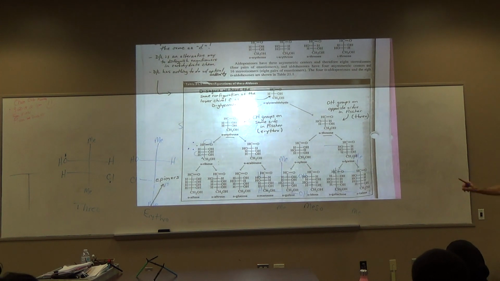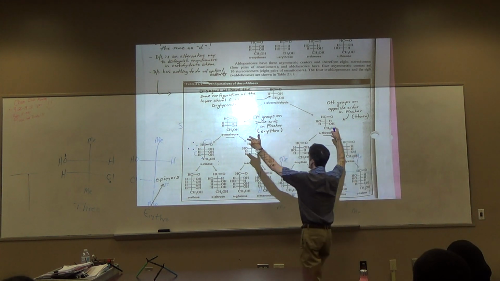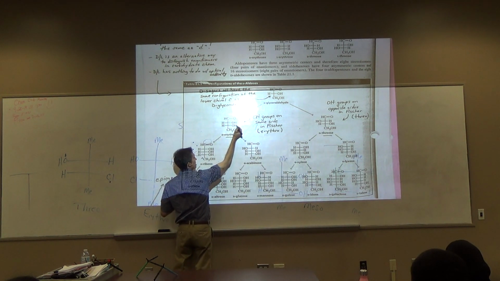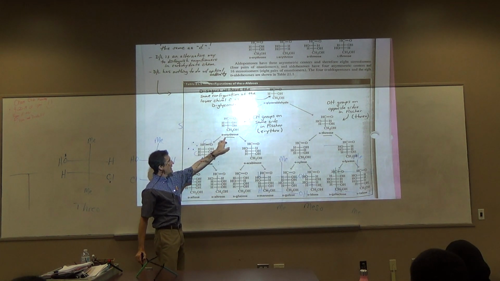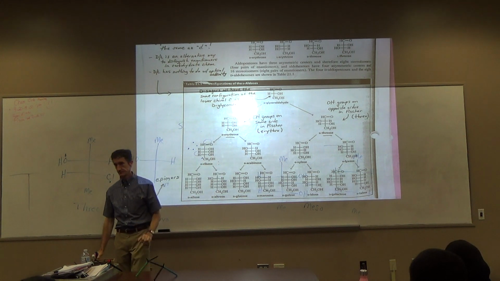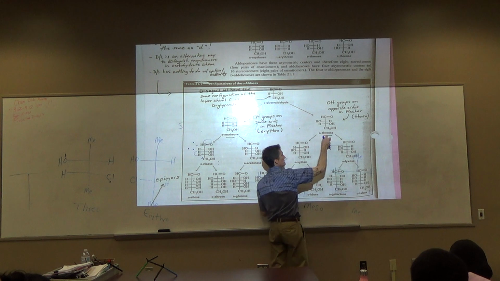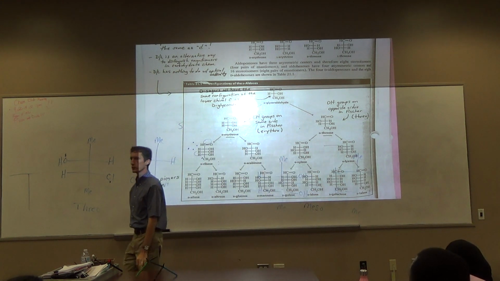Where do the terms erythro and threo come from? Actually, right here. Your 4-carbon sugars, 2 carbons. When both OHs are on the right, it's called erythro. And when the OHs are on opposite sides of the Fischer, it's called threo.